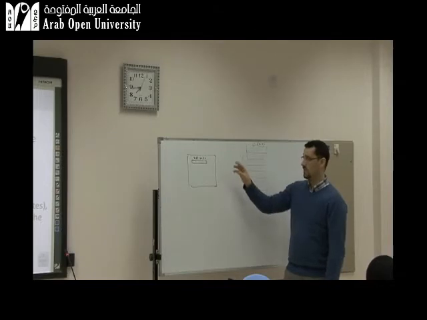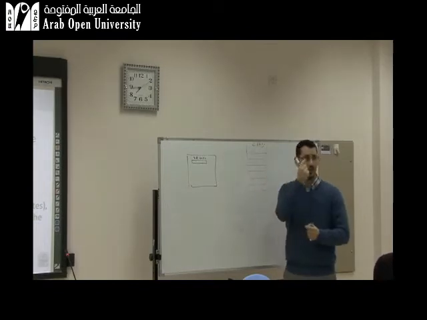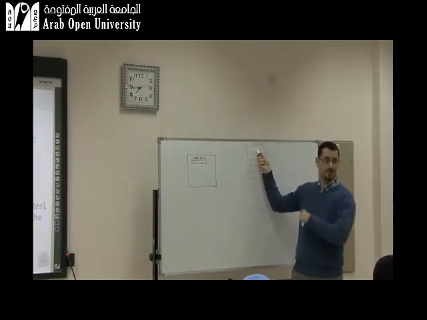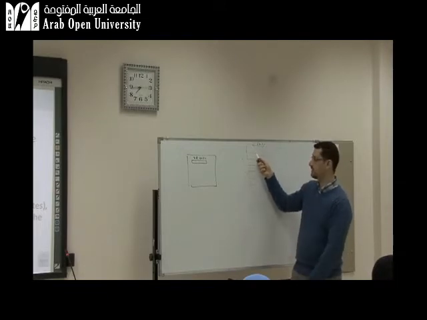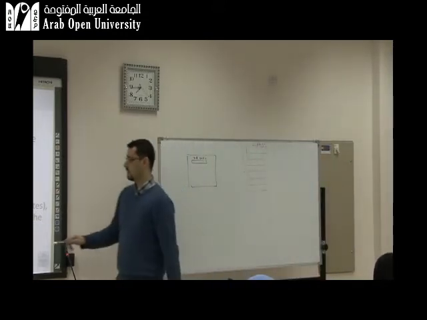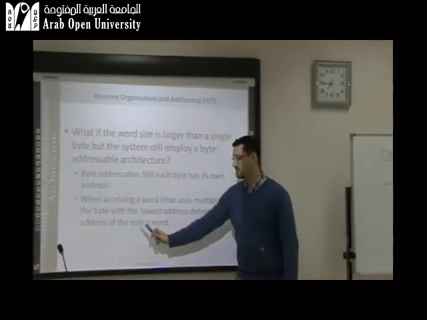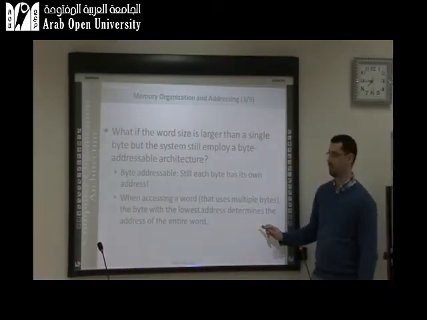In this case, what happens is that the CPU will send just one address, which is the address of the first byte. And then the computer automatically stores 4 bytes successively, for example at 108. So the lowest address will determine the address of the entire word in the main memory.